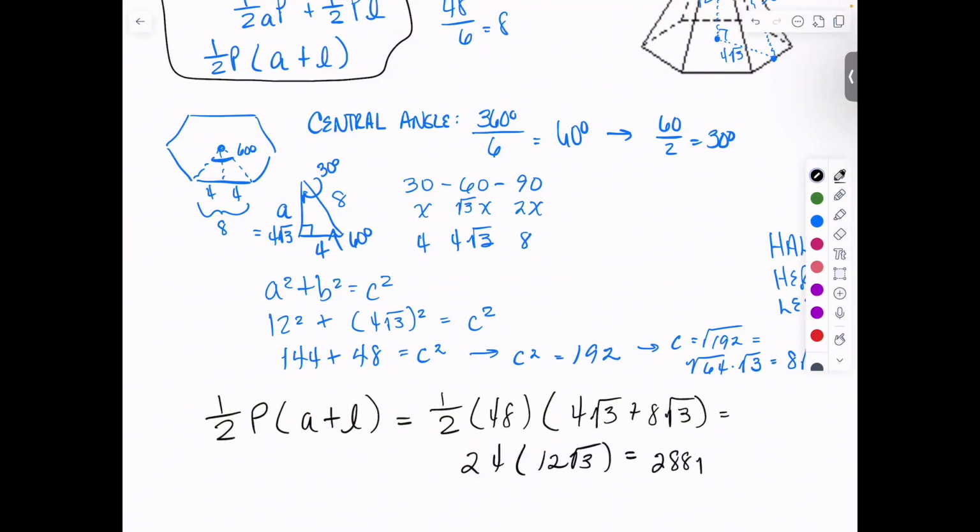Wow. And that was feet squared, wasn't it?